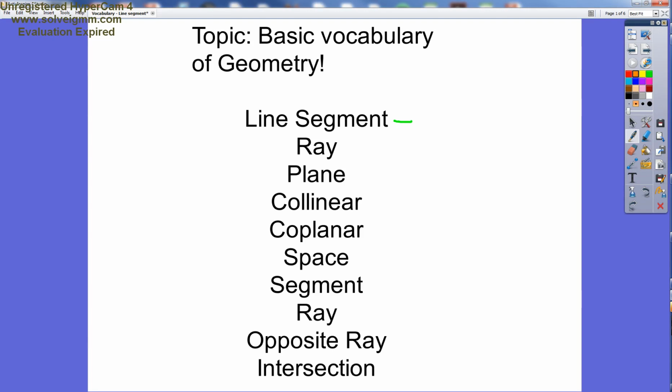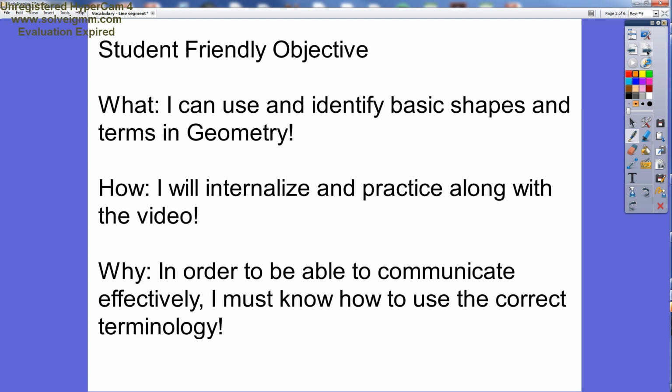Hello again. So today we're going to move on to the next type of shape, and that is a line segment. So let's get right into it. A reminder of our objective. We want to be able to use and identify basic shapes and terms. And how we're going to do this is by practicing along with the video.